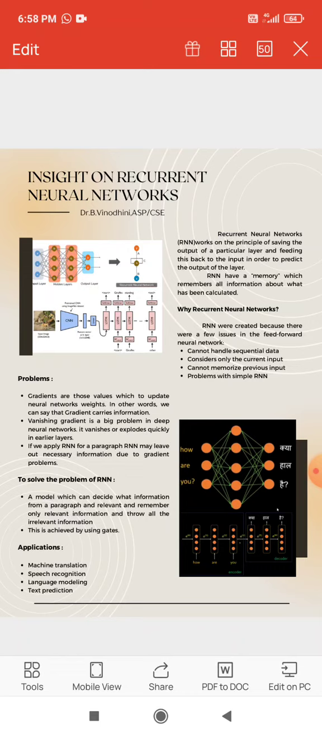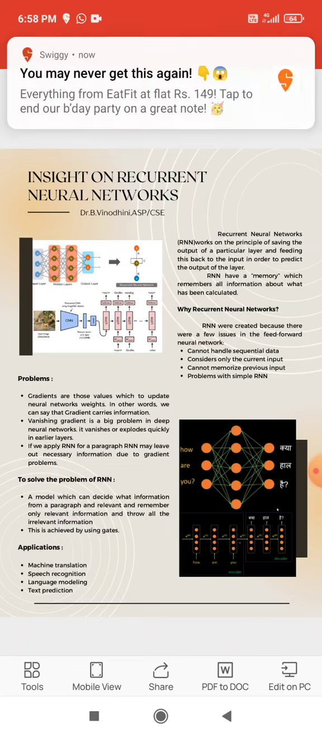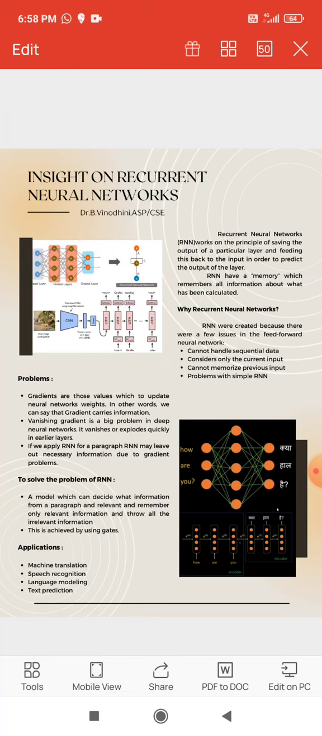Today I am going to explain some insight on a recurrent neural network. In my previous article, I explained what a neural network is and what the types of neural networks are. There are three types: the artificial neural network, the convolutional neural network, and the recurrent neural network.